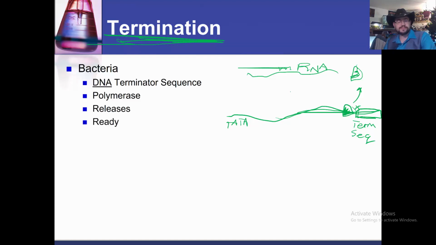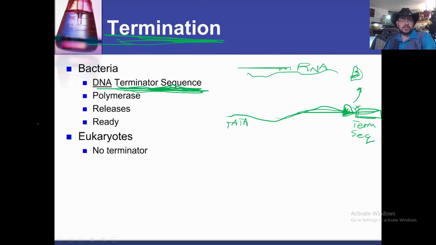Pretty simple. With eukaryotes, it gets a little wonky, right? We don't have a terminator sequence. We can't do a nice, beautiful Arnold Schwarzenegger Austrian voice. The bacteria have a terminator sequence, and when the polymerase reaches the terminator, it is terminated. We disassociate it.